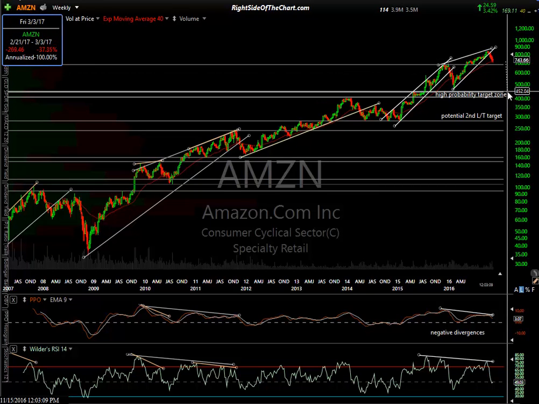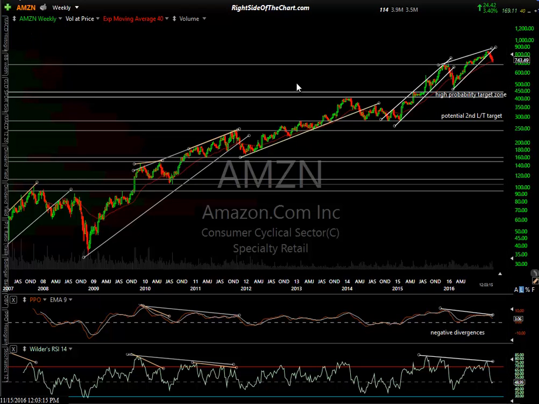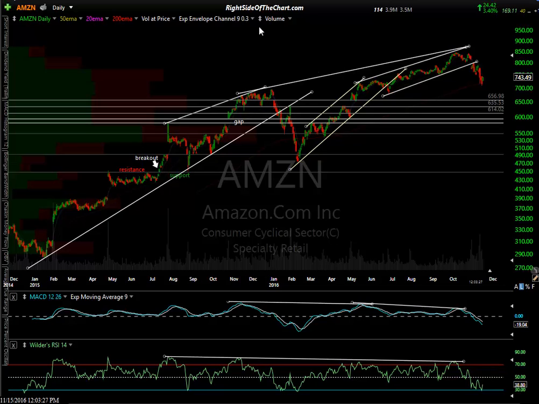such a market-leading stock would have on the market. That's a drop of 37% minimum, 37, 38%. So I can assure you if Amazon goes down 35, 37, 38, 40%, the stock market's going down quite a bit. Let's see, daily chart on Amazon.